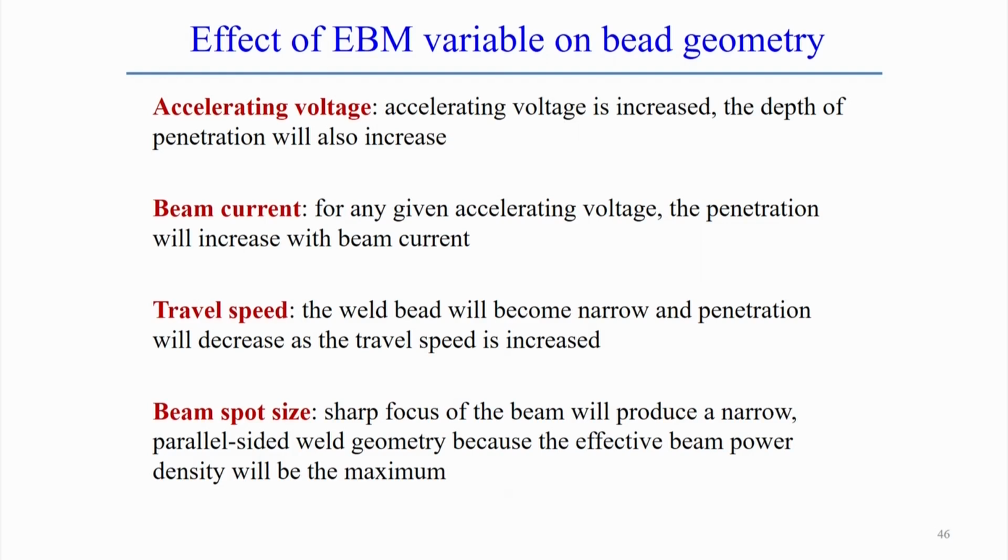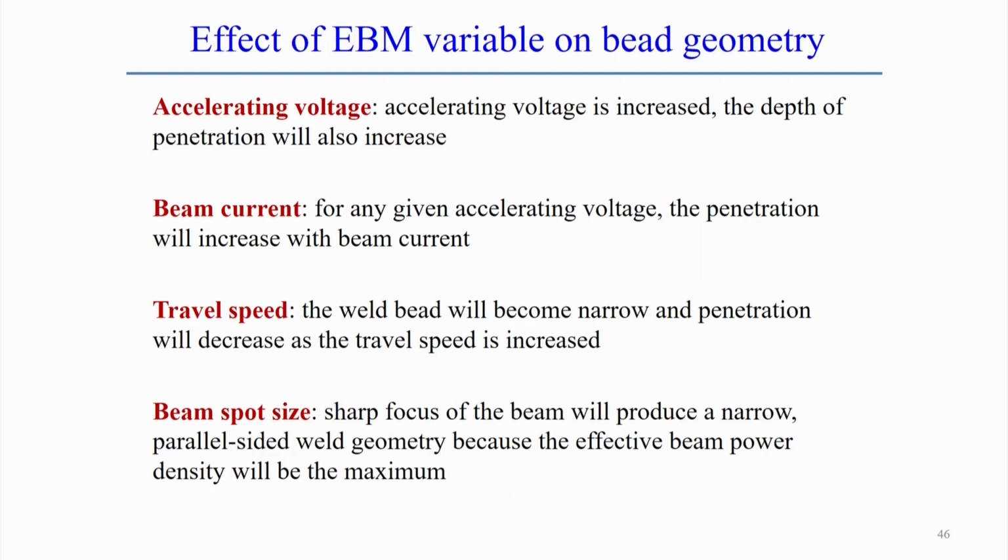If travel speed is very low, the amount of energy going to the workpiece surface actually increases. So, from that point of view, the weld bead will become narrow and penetration will decrease as the travel speed increases. Travel speed increasing means less energy, which decreases the penetration.